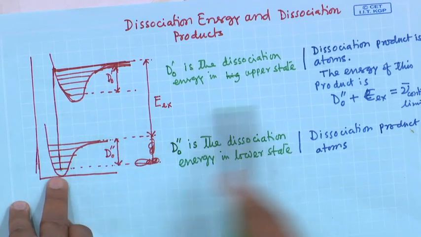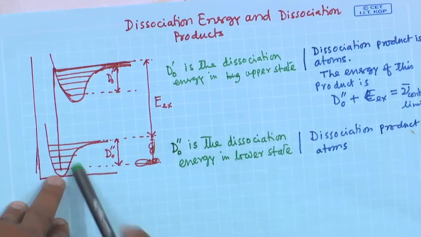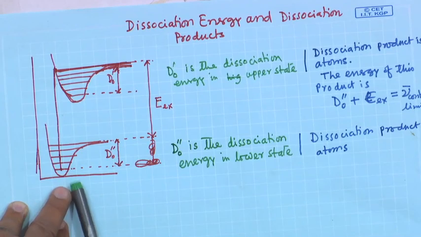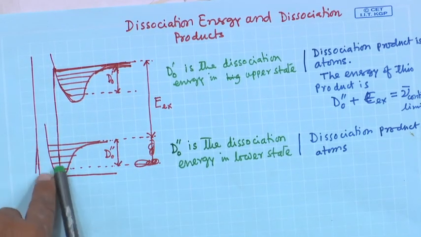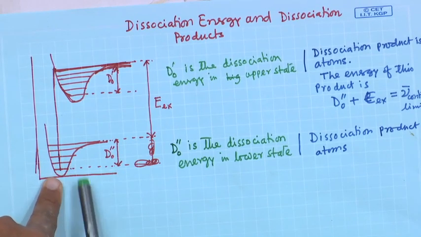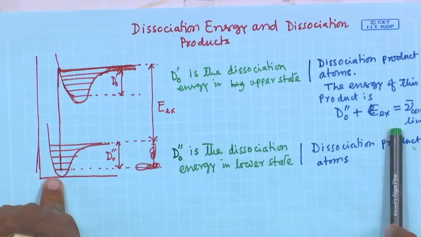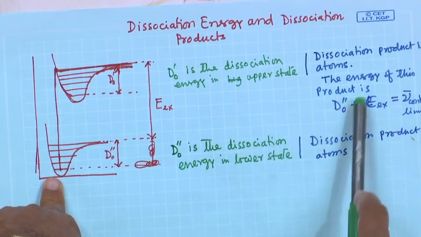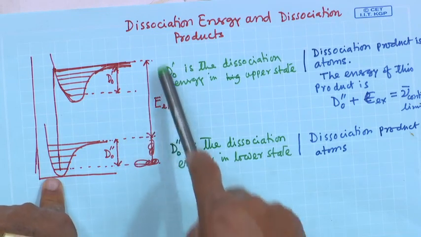And that's called the continuum limit, because from this transition you can see that it is basically at the continuum level of the spectral lines. So, one can write that nu bar continuum limit is nothing but this dissociation energy D0 double dash plus this E excited.